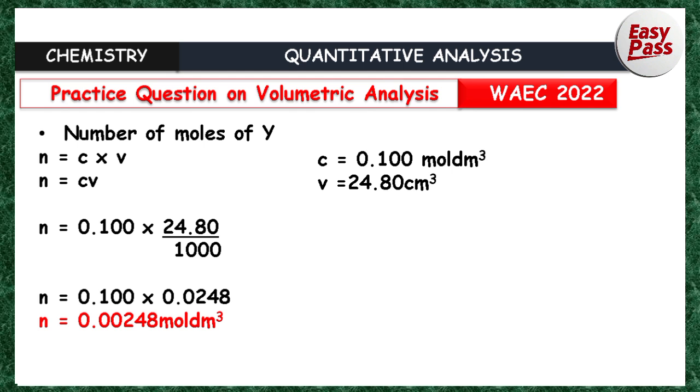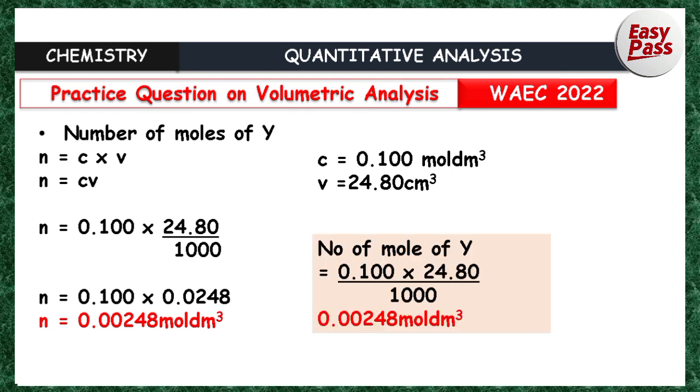There is another method to solve this. You can say the number of moles of Y is equal to 0.100 times 24.80 all over 1000, which gives 0.00248 mol. Either you go with the first formula or apply this other method.